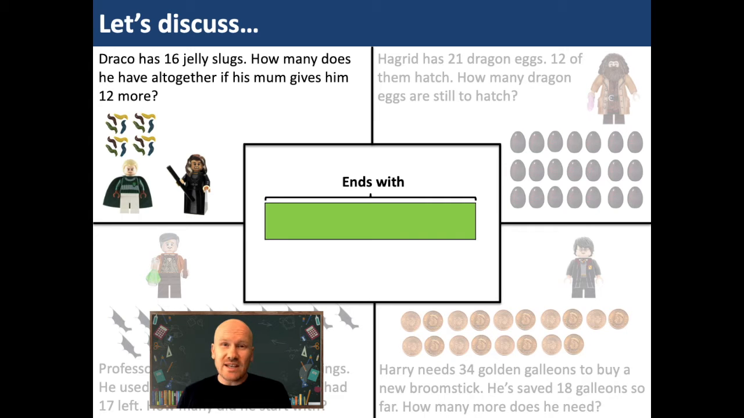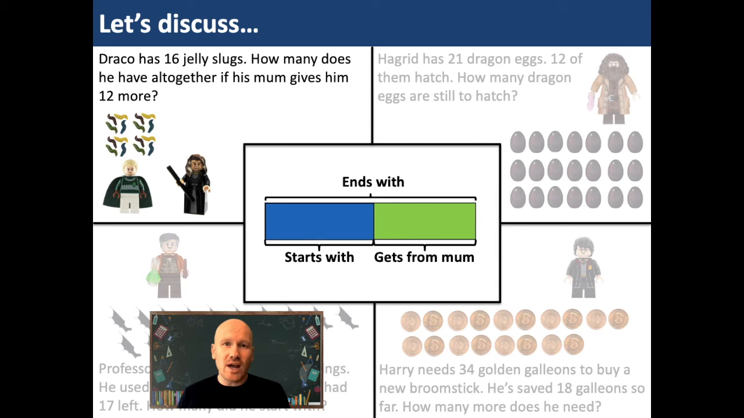Next, we're going to decide how many parts to split it into. We're going to split it into 2 parts because he's got 16 jelly slugs to begin with and he gets 12 more. So he's got some to begin with and he gets some more from his mum. So we've got 2 parts there. And we can describe them as what he starts with and what he gets from his mum.